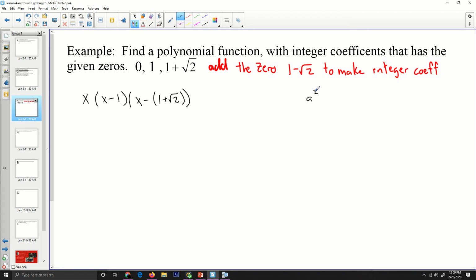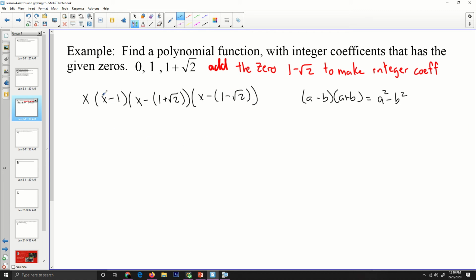Just remember a minus b times a plus b is going to be equal to a squared minus b squared. And so when I multiply these two things together, I'll get 1 squared minus square root of 2 squared, and that square root's going to cancel out for us. So I'm going to add one more zero, x minus the quantity 1 minus square root of 2.